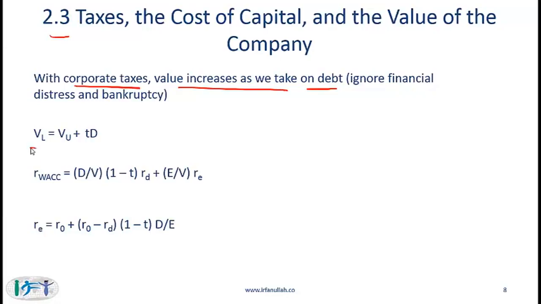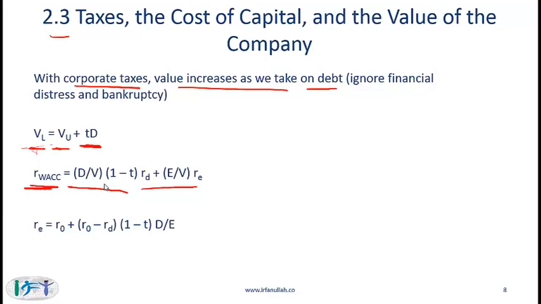Now we are saying that the value of a levered company is equal to the value of an unlevered company plus TD. TD is essentially the tax benefit. T is the tax rate and D is the amount of debt. Now the cost of capital is given by this relationship, which should look very familiar. This is what we have seen at level 1.